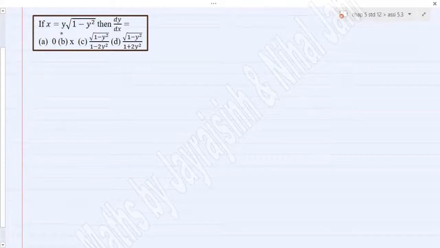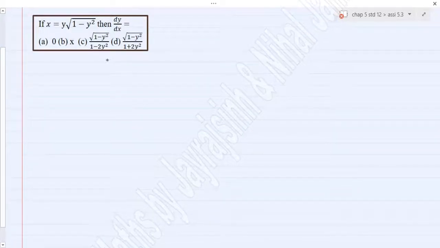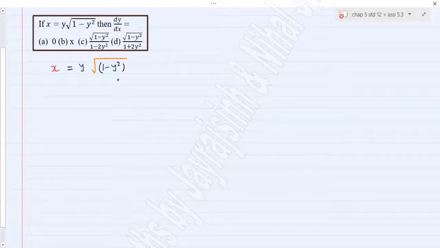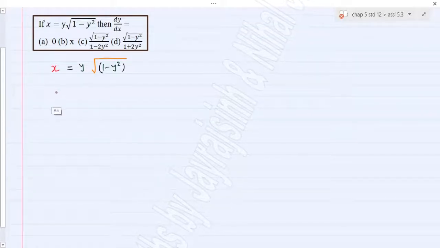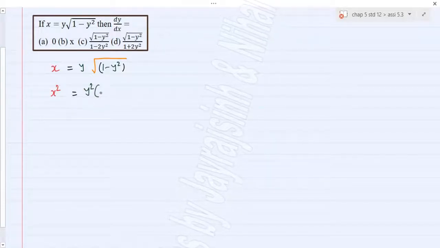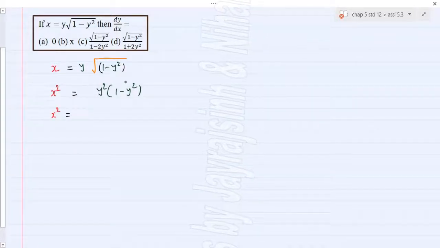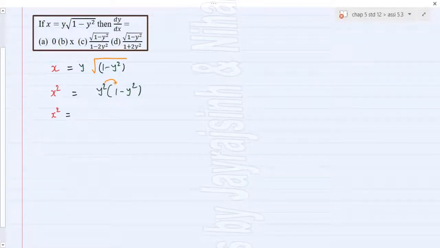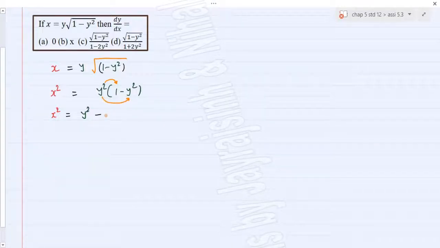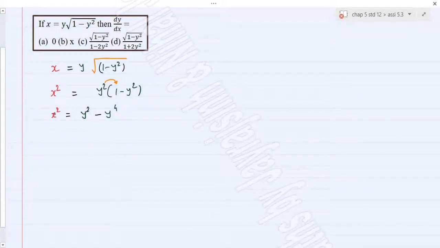Here we have x is equal to y under root of 1 minus y square, and we have to find dy by dx. So first of all, let's get our equation, and here it is. To remove this under root, let's square both the sides. So on the left side we'll get x square is equal to y square into (1 minus y square). For further simplification, we have to multiply y square within the bracket. So y square into 1 is y square, minus y square into y square will give us y raised to 4. So we'll get the function in its simplest form.